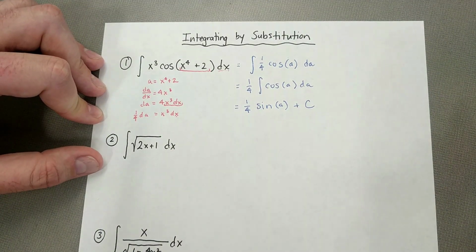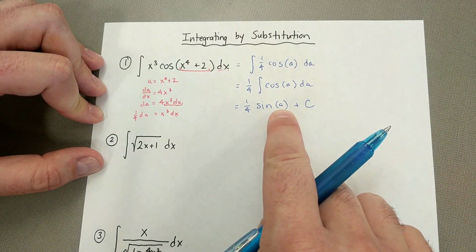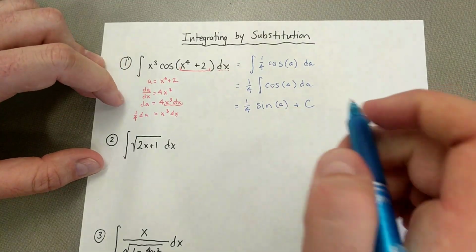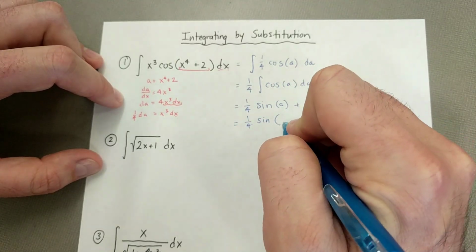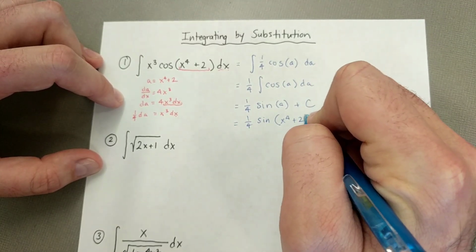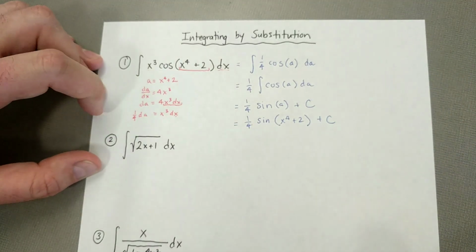Now to finish it off, I want to bring it back in terms of x. So instead of A, I will substitute in: 1/4 sine of x to the fourth plus 2, plus a constant.